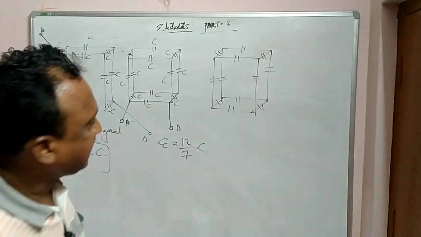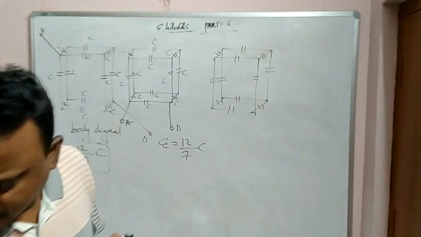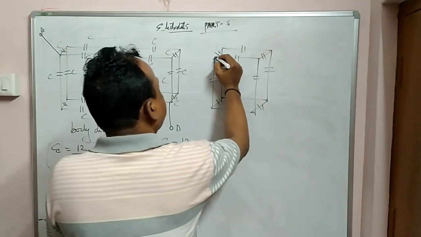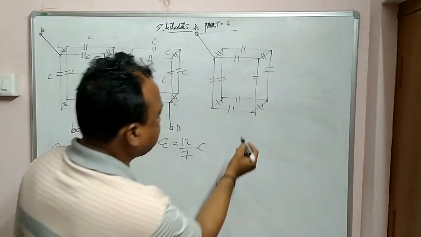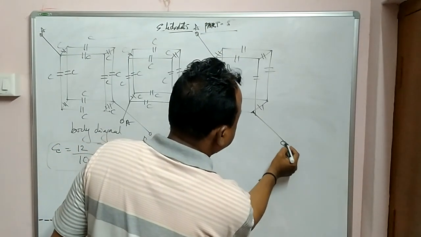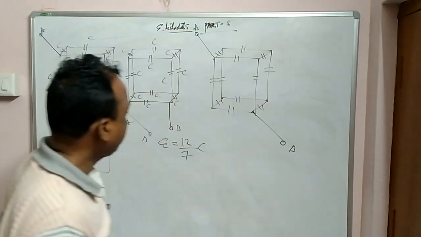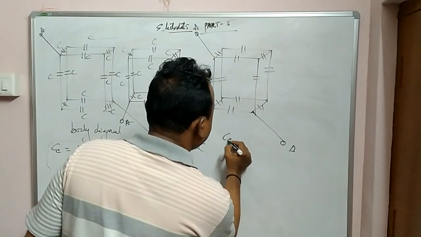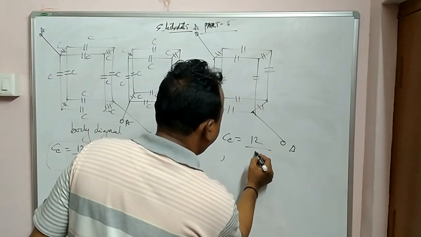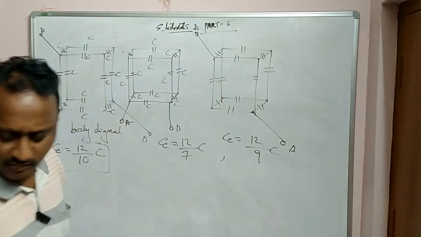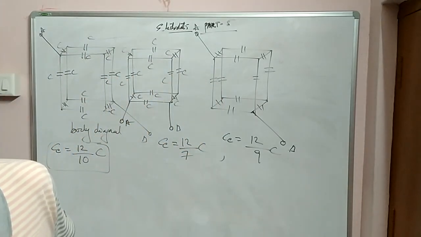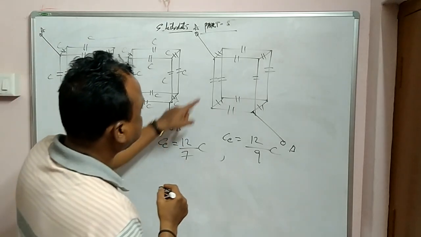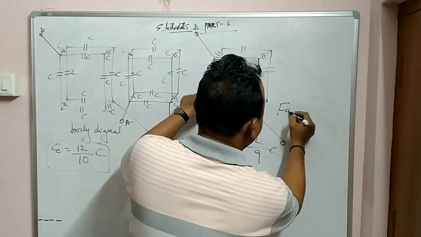Now another one is the last one. That you may also ask in the examination. What is the effective value between that side and this side? This value goes as 12 by 9C. 12 by 9C. Okay, clear? So this is called the face diagonal. This is the face diagonal.